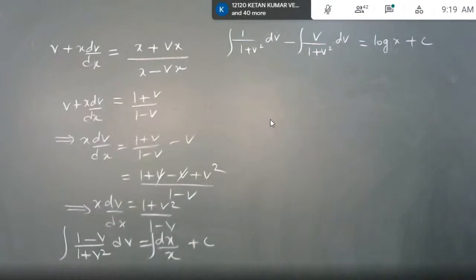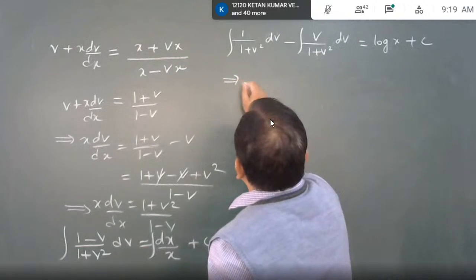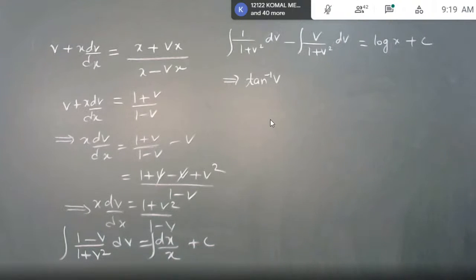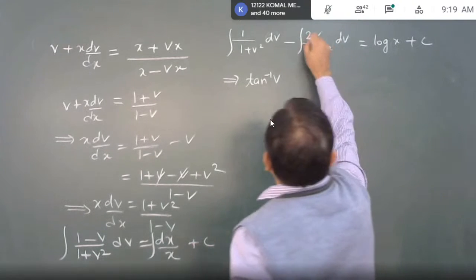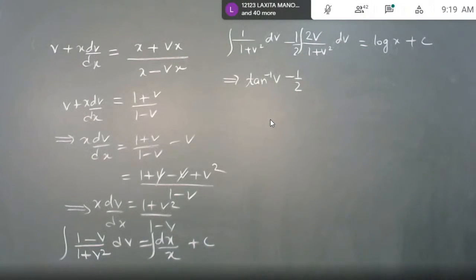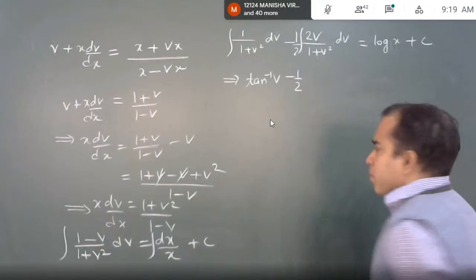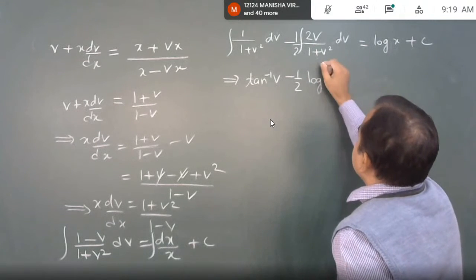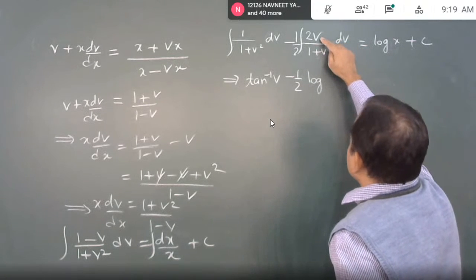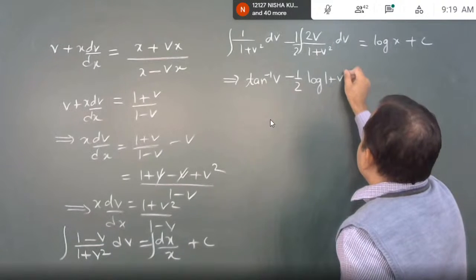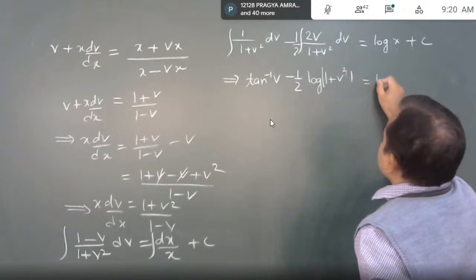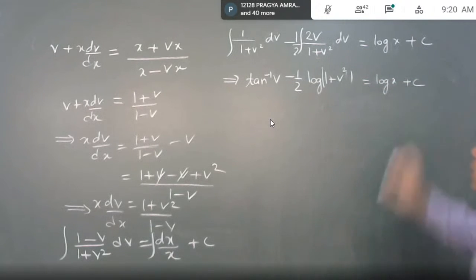Sir, first one tan inverse v. Exactly. Tan inverse v. And what should we do for the second one? Multiply and divide by 2. And then it will become log 1 plus v square. Exactly, because the denominator's derivative, 2v, is now present in the numerator. So it is log of denominator, f dash upon f case. And log x plus c. I think this is integrated.